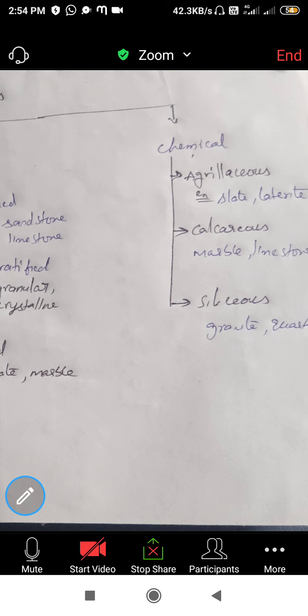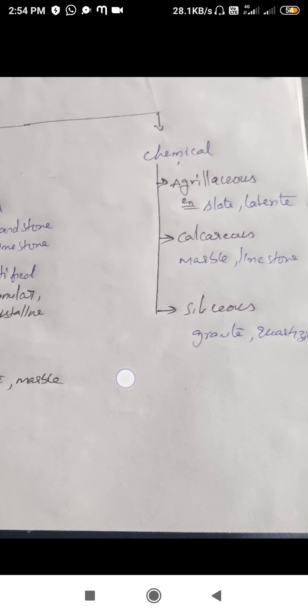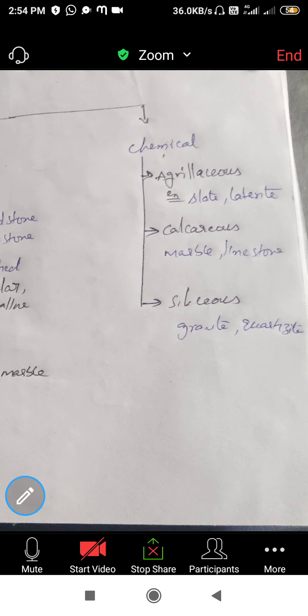Next coming to the last classification, chemical classification. According to the chemical composition present in the rock, it can be divided into three types. One is argillaceous rocks, second one is calcareous rocks, third one is siliceous rocks.